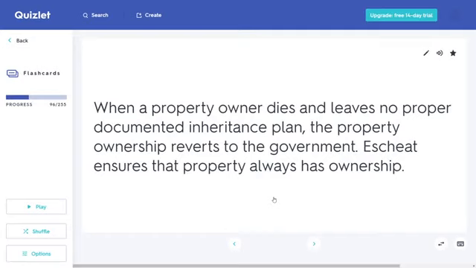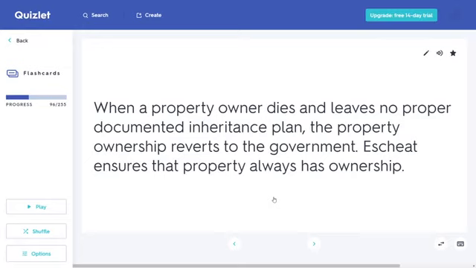Escheat is when a property owner dies and leaves no proper documented inheritance plan. The property ownership reverts to the government. Escheat ensures the property always has ownership. So when you think of escheat, it's one of the government's rights or government powers, and basically it just means, let's say you and your wife or you and your husband are living happily, and then you just sold a house, and then you bought a new one, and then let's just say you have no sort of inheritance plan, and you both pass away.